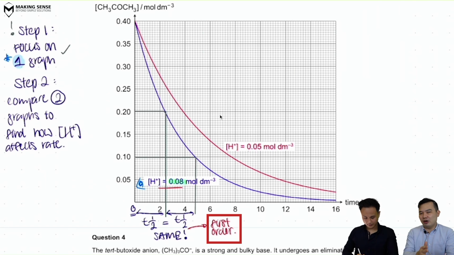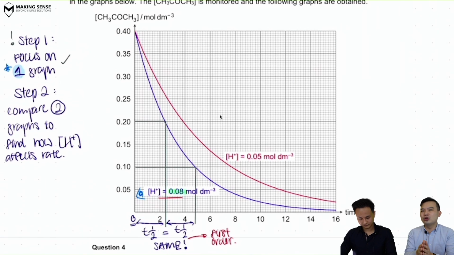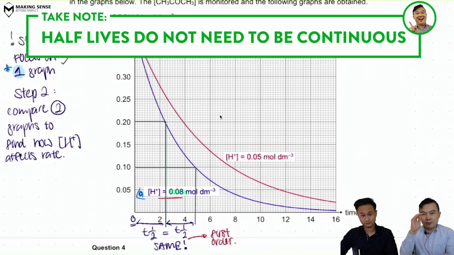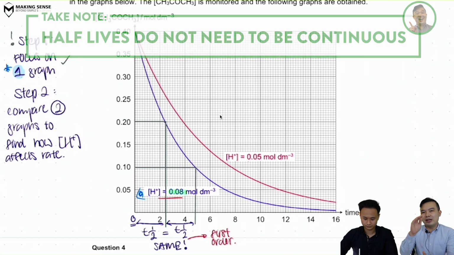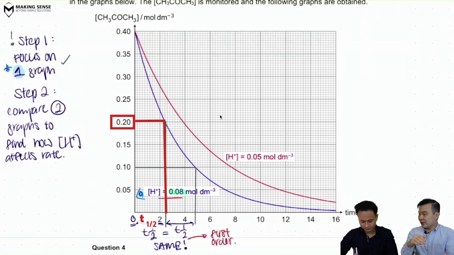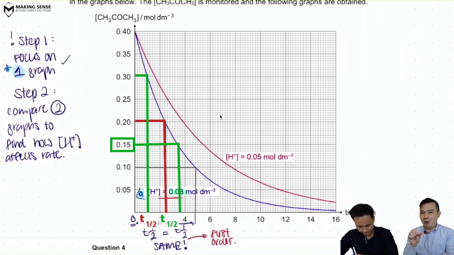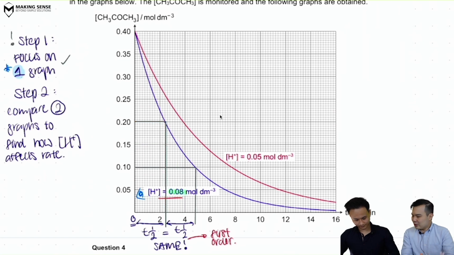They might truncate your graph in a very awkward position. So my point over here is that your half-lives do not need to be continuous. It doesn't need to be 0.4, 0.2, 0.1. In fact, if you want, you can do 0.4 to 0.2. Yep. And you can also do 0.3 to 0.15. No problem. The t-half will always be the same. Yep. If you don't believe me, you can try it on your own. Okay, so that is going to be the first step.